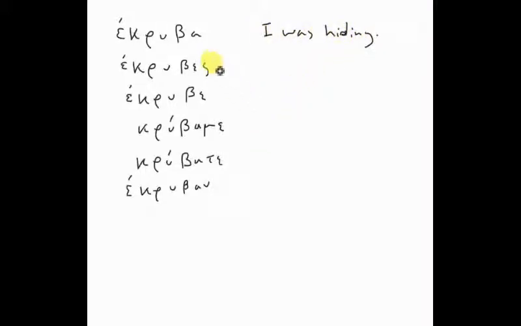So, if we look at this here, the epsilon is, I don't want to say a relic, but I'll just call it a relic. It's a relic of ancient Greek. The epsilon here is called a temporal augment. Temporal augment. Temporal has to do with time, and augment is something that you add on.